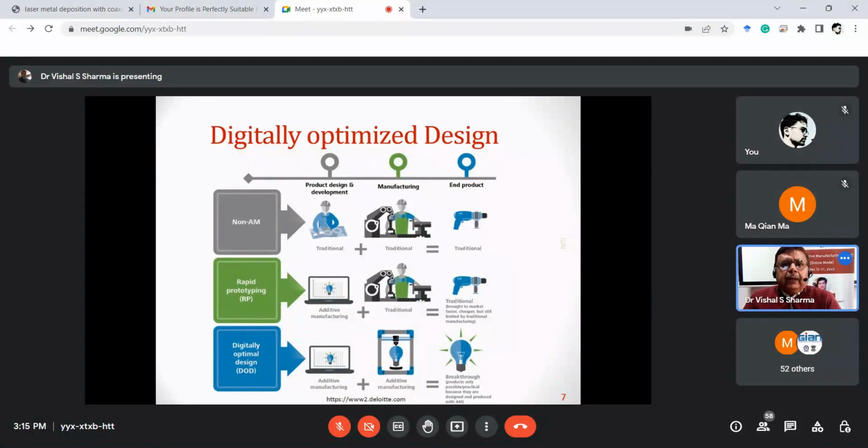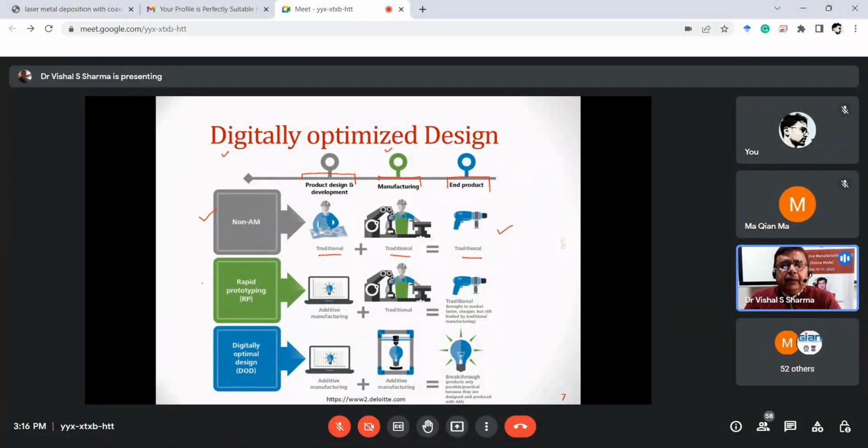Okay, now another term which is called digitally optimized design. Here we see there are three parts again. First one is product design and development. Second stage is manufacturing, and this is what we get at the end, the end product. So the first step is, if it is non-additive manufacturing, what is happening? We are doing design and development using traditional methods, manufacturing also by traditional methods, and what we get in the end is a traditional product.